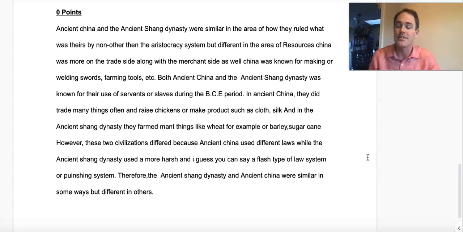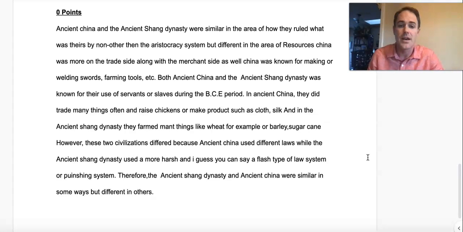It happens, and I don't like to do it, but I can't stress enough how important it is to read the prompt carefully and answer the question you're being asked. All right. The student had a lot of good things to say about China. Obviously, the student knew a lot about China.